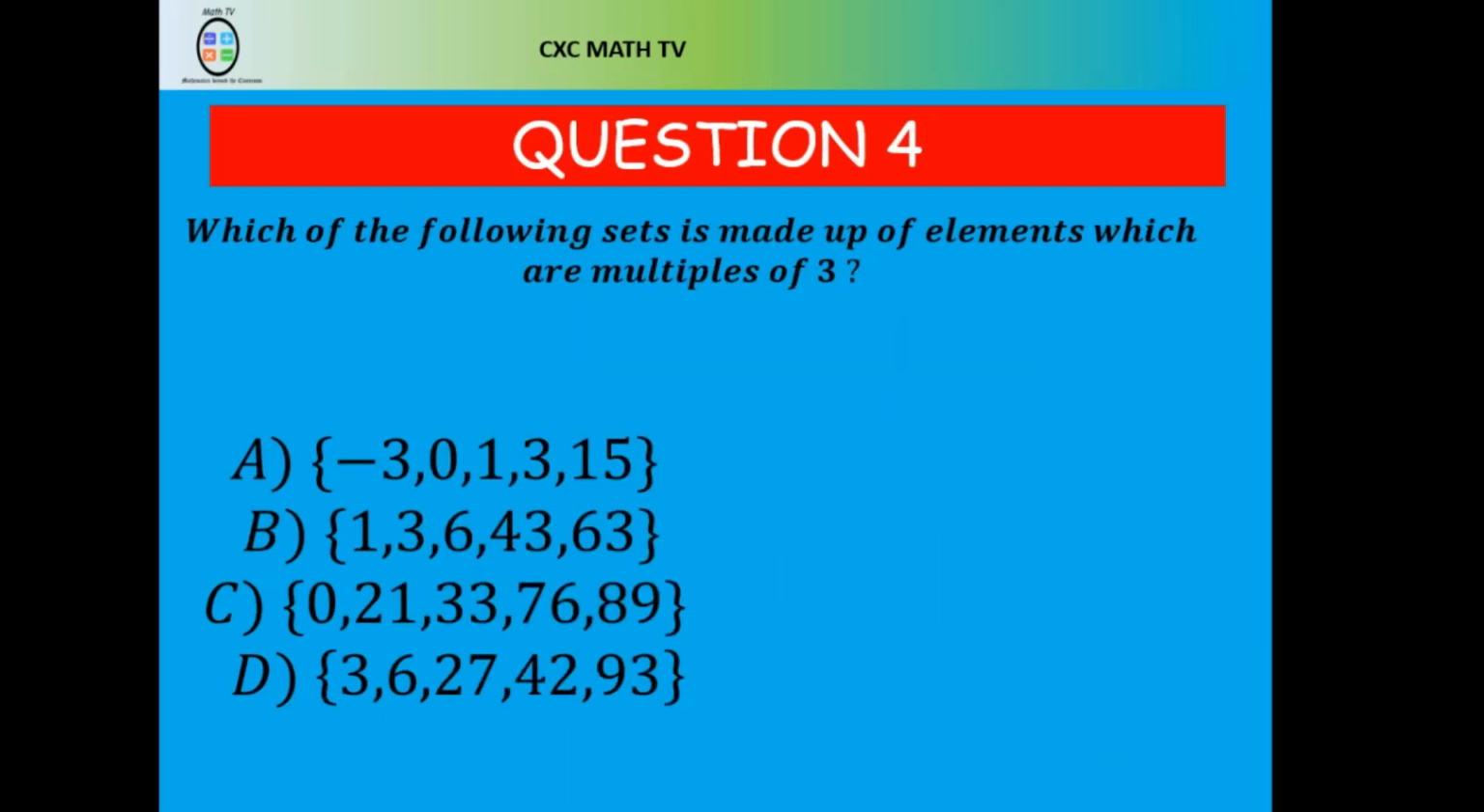Question 4. It says, which of the following sets is made up of elements that are multiples of 3? Pause the video and write down your answer. Alright, so this one should have been fairly obvious. It is option D. Multiples of 3 are 3, 6, 9, 12, 15, 18, and so forth. Right? So option D.